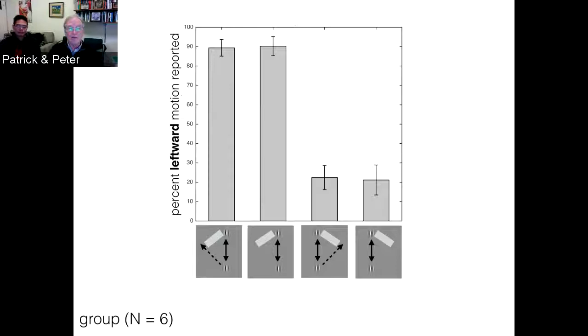But notice the data, not much dispute there. Both of them are strongly leftward and not different in any way. And on the right, it's the complementary case where the bar and the illusion is to the right. And here, the percent leftward is low, which means mostly rightward reports. And again, no difference between the illusion case and the non-illusion case. So really suggesting that it's the physical location of the offset that drives the line motion and not the perceived location of the offset.